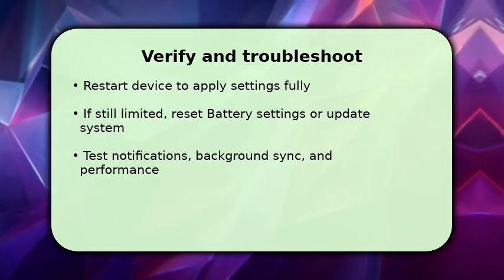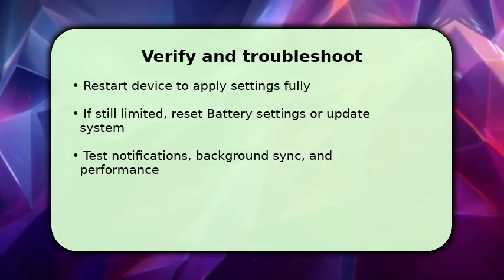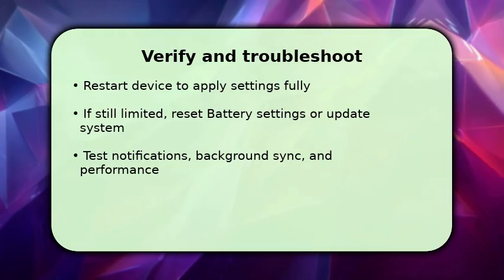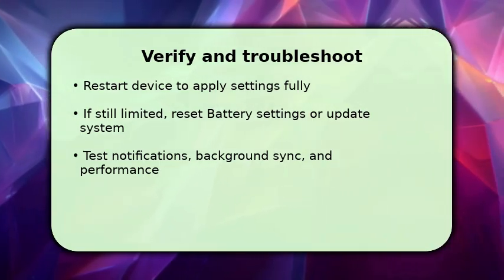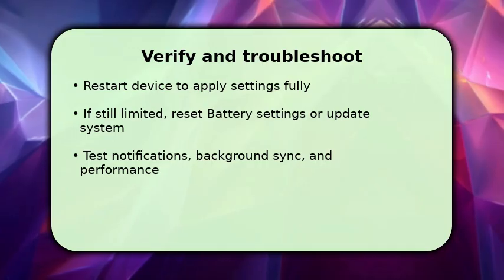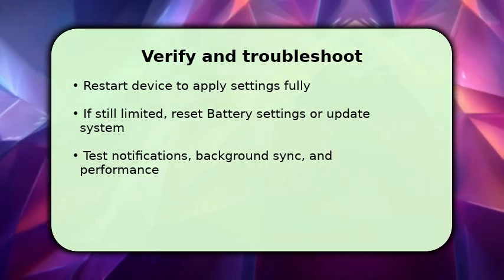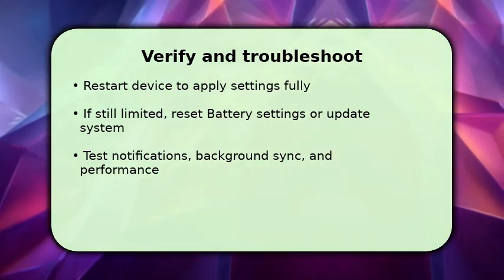If power saving still appears active, go to Settings, Additional Settings, Battery, or Reset Battery Settings. Also check for system updates because firmware bugs sometimes lock modes. One key troubleshooting tip: if a third-party battery app enforces limits.